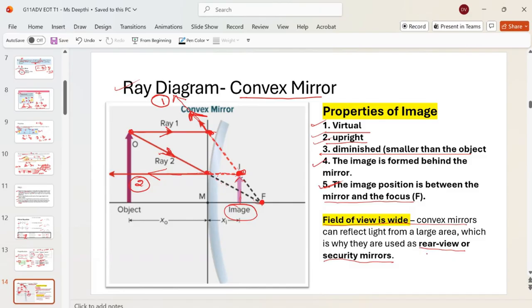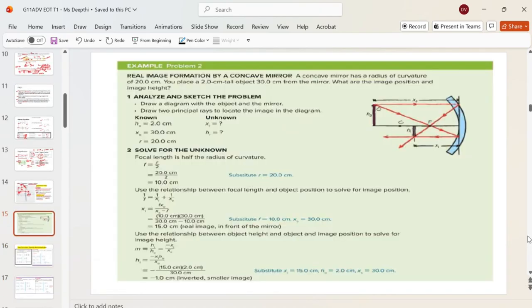And also in the side of the window side of our cars, we have the rear view mirror. So we can see the entire road behind us using this mirror. We can see the smaller image of cars, but the whole thing. That's why we use convex mirrors as rear view mirrors. Hope that is clear to you.